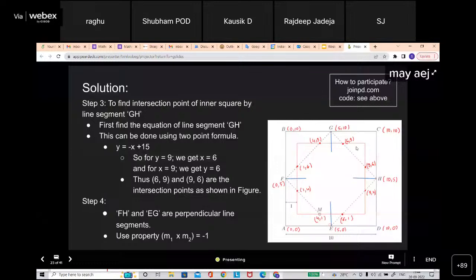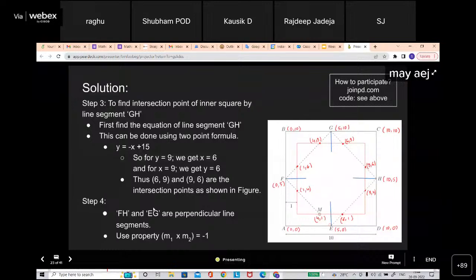Find the equation of this line, find the equation of this line. This line is parallel, and you can easily get the equations of these lines, and find the intersection of these two lines. We can get the coordinates of this point and this point.